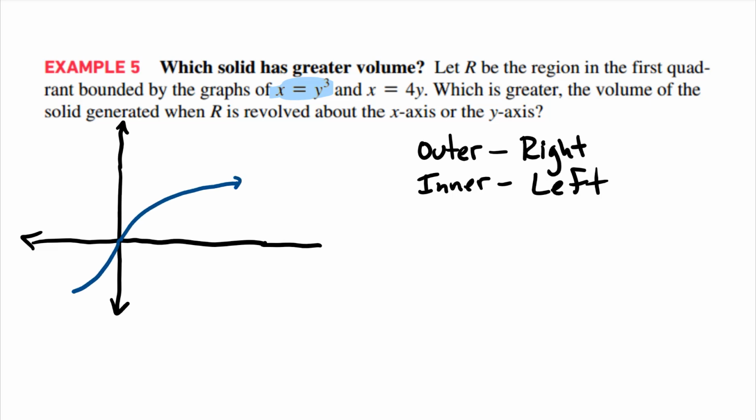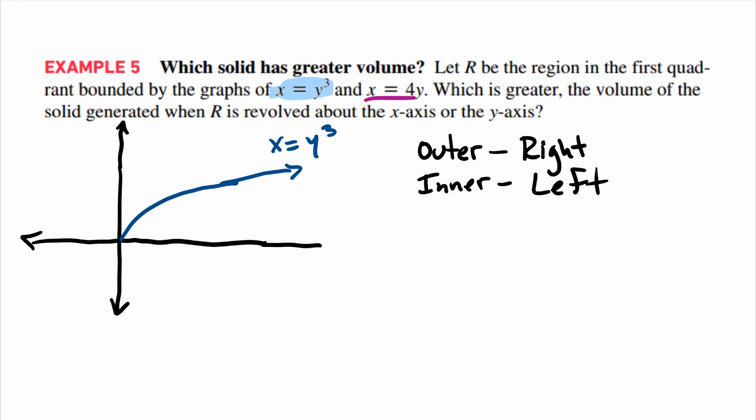It looks like this. But we only want what's in the first quadrant. Now, if we don't know how to draw our parent functions, we're, what's that word? Oh yeah, that's called screwed. So we need to know how to graph our functions. This is x equal to y cubed. It's actually y equal to the cube root of x. That's how we knew how to draw it.